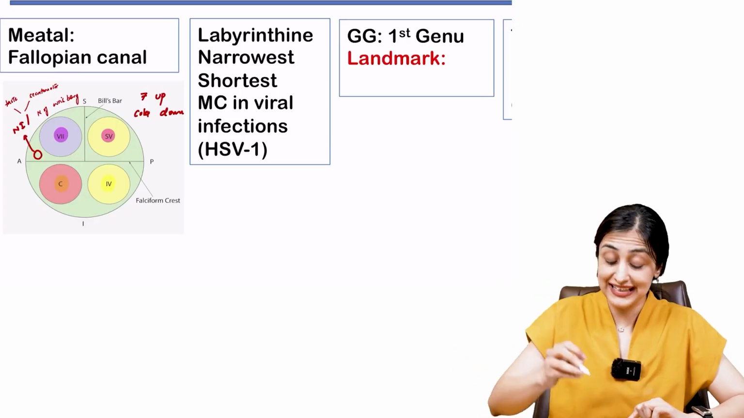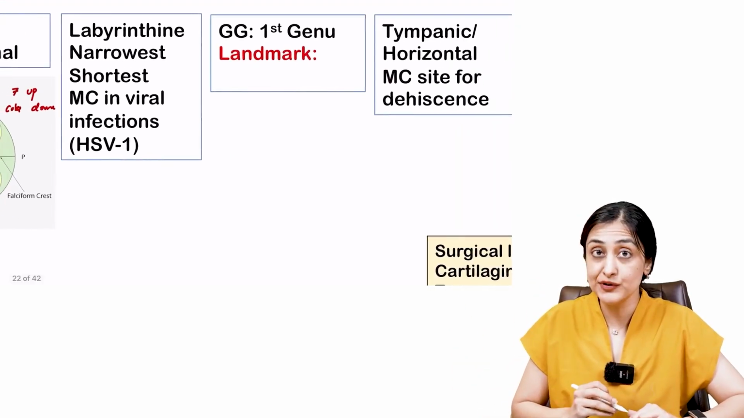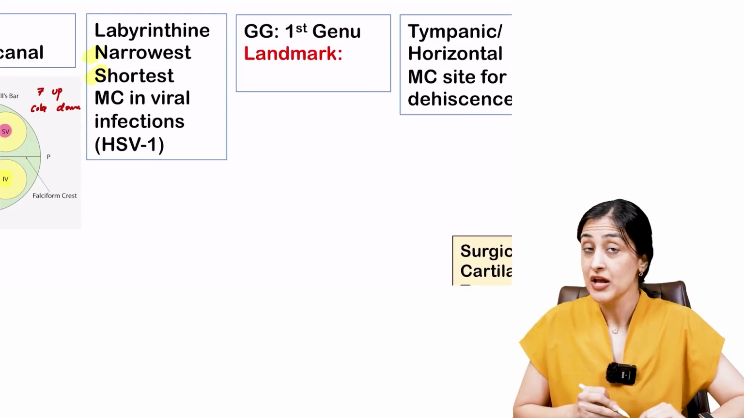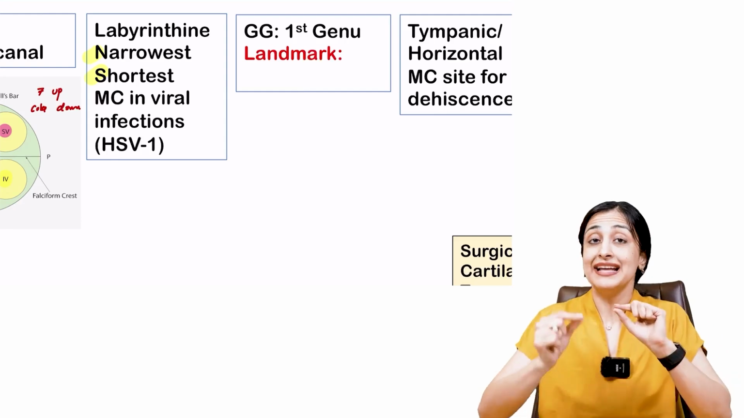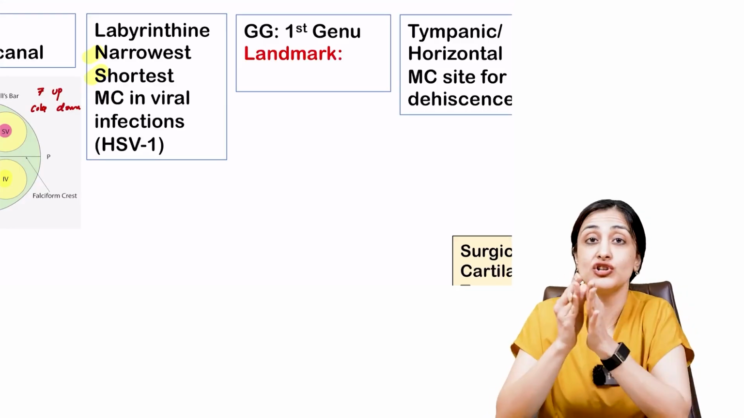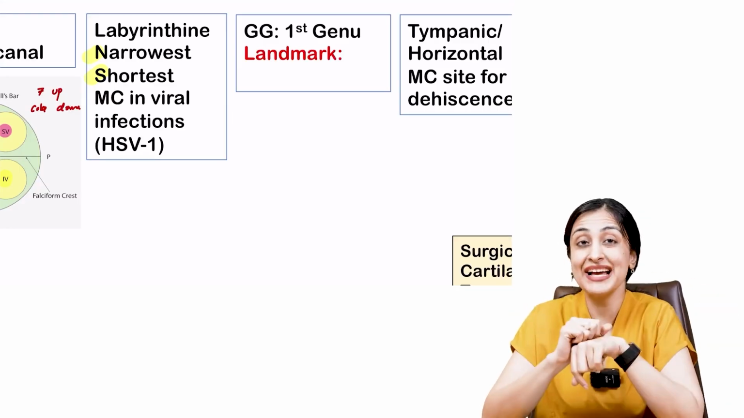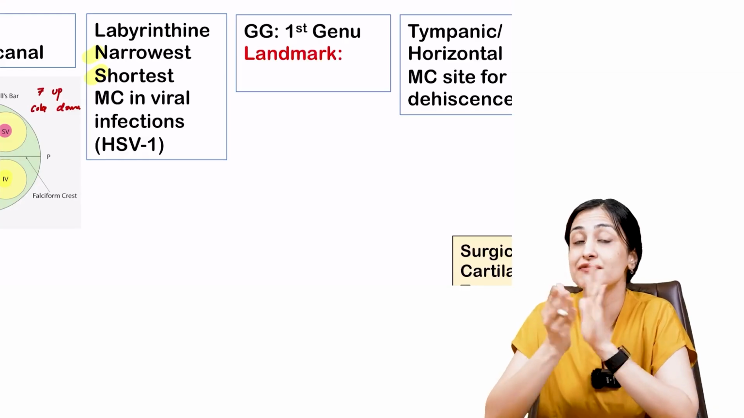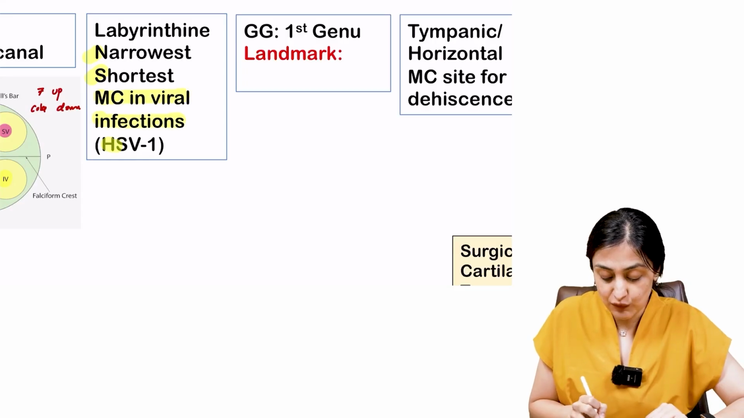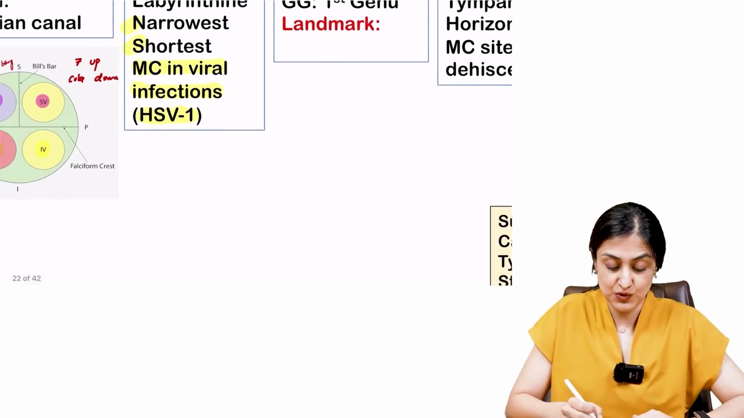Now it enters the inner ear. So the second part is the labyrinthine part. Very important, this is the narrowest and the shortest part. Because it's the narrowest part, any pathology here, let's say a viral infection, the nerve will have edema, and this is where it will get trapped because it's a very narrow part. So this is where you have the most common involvement in viral infections like HSV1.